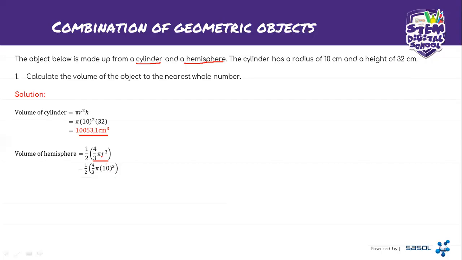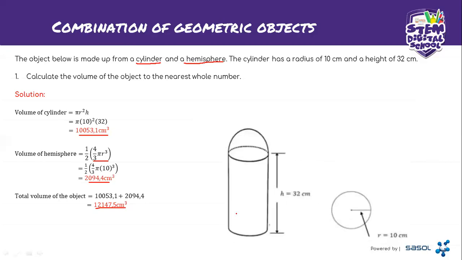Then we just need R, and we know our radius is 10 centimeters. Just put your 10 centimeters here, then press your calculator. You're going to get 2094.4 centimeters cubed. So that is the volume of the hemisphere. And because we are calculating the volume of the whole object, we now have to determine the total volume of the object. We take the first volume that we calculated and the second one, and sum them. Then you obtain 12,147.5 centimeters cubed. So this is the total volume of that particular object.